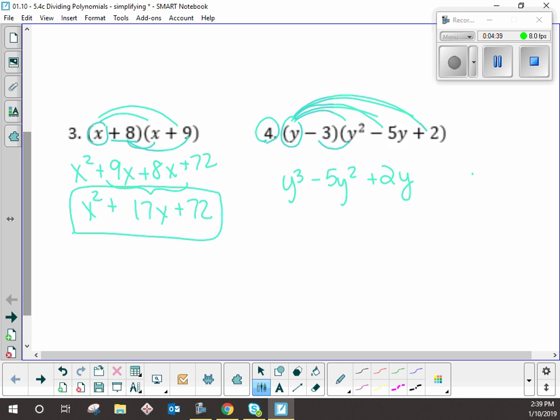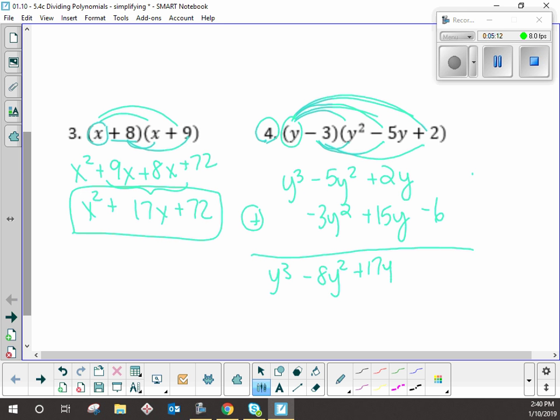But watch, now that when the problems get a little bit bigger or longer like this, I like to start lining stuff up. Like negative 3y squared will go here, right below the negative 5y squared. And then negative 3 times negative 5, positive 15y. And then negative 3 times that 2 is negative 6. And now I'm just going to add all of this up and down. I have y cubed minus 8y squared plus 17y minus 6.